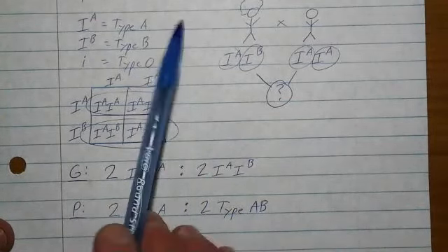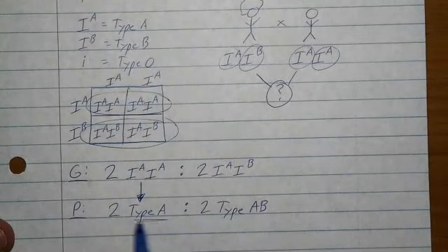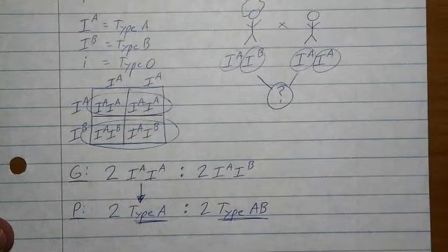So the question said, what are the possible blood types? It's type A and type AB. So you can't have a type O child and they can't have a type B child. These are the only two possibilities these parents can have.